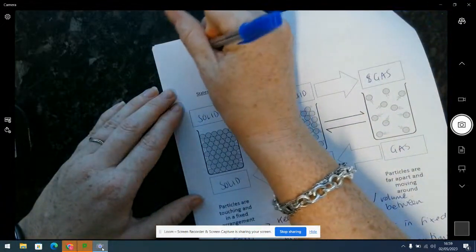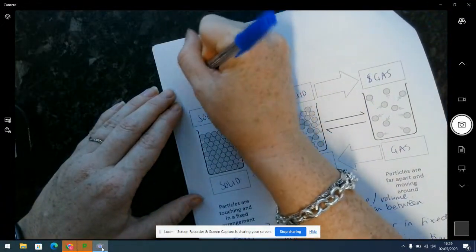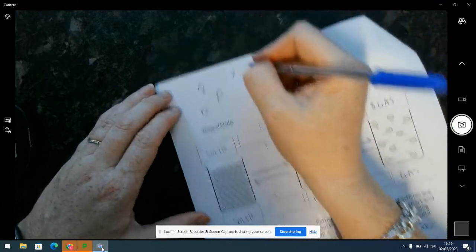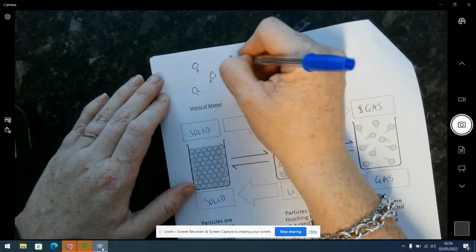So the final one I'm going to draw at the top here, just because I'm running out of room, is a gas. So we can see that obviously the force of attraction here will be weaker.